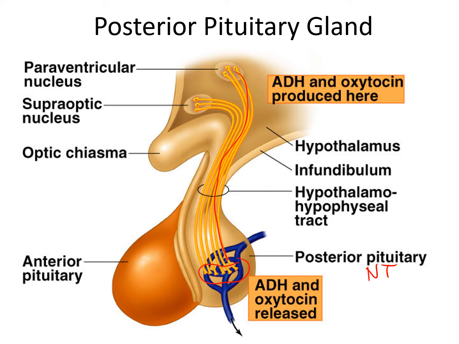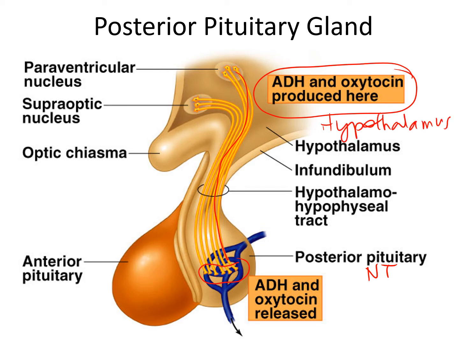Antidiuretic hormone is known as ADH, and the other one released here is oxytocin. Let me make the point once again that ADH and oxytocin are produced here in the hypothalamus, and they are released from the posterior pituitary. So the posterior pituitary does not make its own hormones. It only serves to release those stored there and then, of course, stimulated by that hypothalamus.